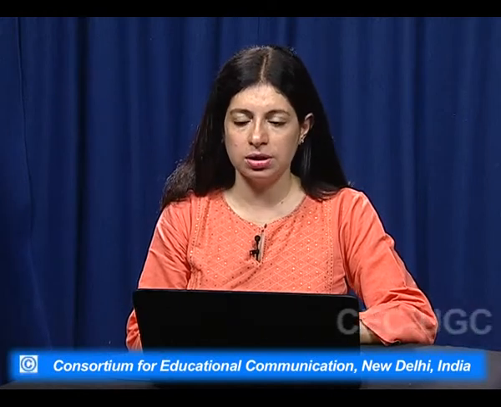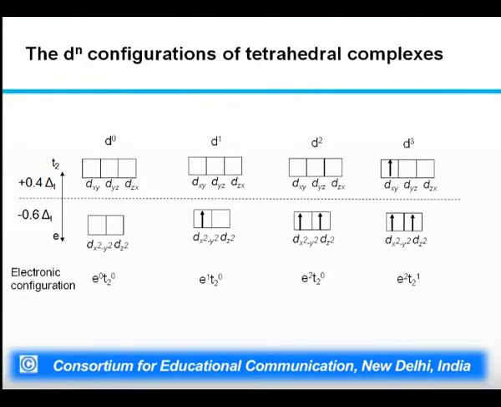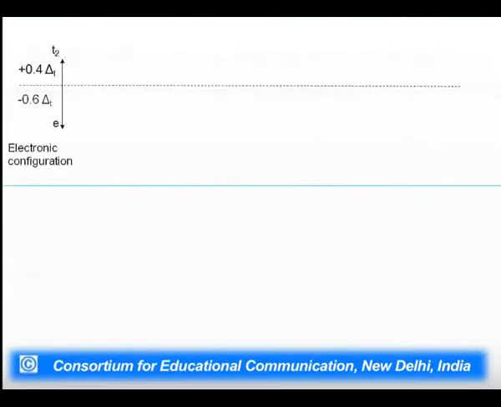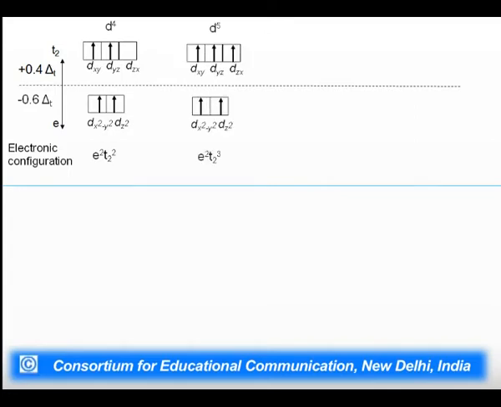e2 t2^0. Now, since all complexes are high spin, the next electron would go to the higher energy T2 orbital, giving you a configuration of e2 t2^1. Now, in the d4 case, the configuration is e2 t2^2. In the d5 case, the configuration is e2 t2^3. In the d6 case, the configuration is e3 t2^3. Because in d6 you can also pair up the electron.